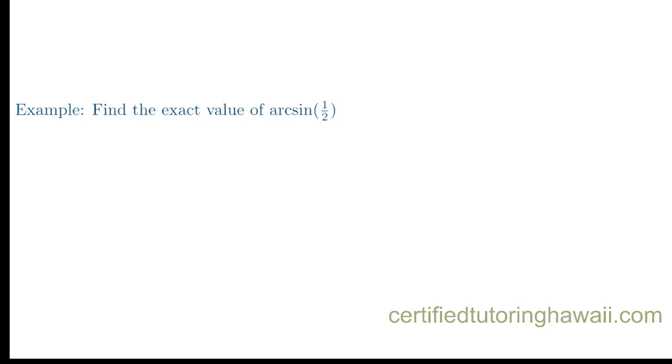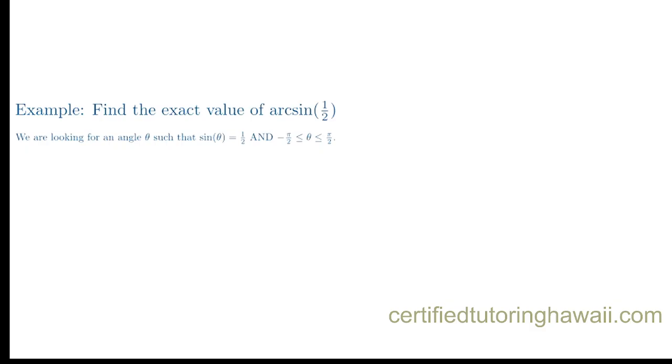There are many such angles, but the range of arcsin tells us we must choose the one between -π/2 and π/2. We are looking for an angle, let's call it theta, such that sine of theta equals 1/2, and theta is within the interval from -π/2 to π/2.